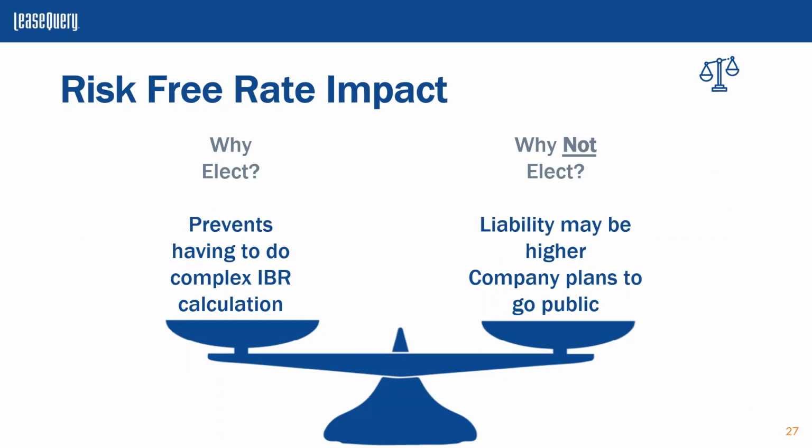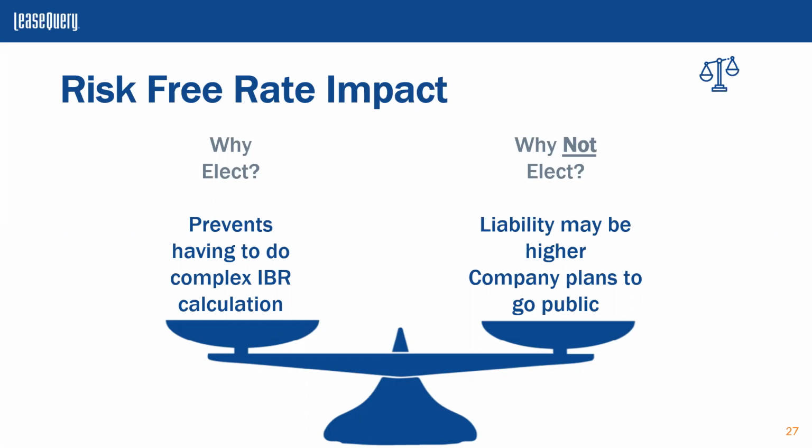So over here on the left, well, the obvious one is it prevents having to do the complex calculation for the IBR. It prevents you having to ask your bank. It prevents you from having to try to calculate the rate implicit. It really eliminates those concerns. Why would you not elect it? Well, let's think about that. The first one, the liability is going to be higher. You're calculating the present value of your payments. That's a part of this new standard. You're going to have a big old liability, and it is going to highlight how much you owe.